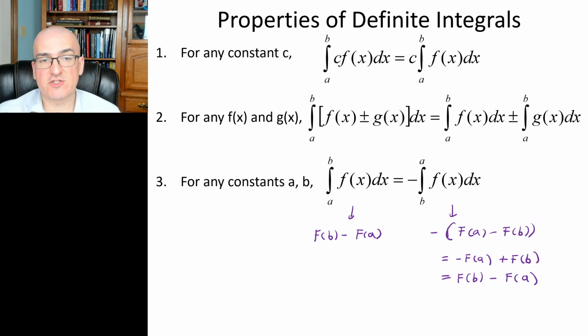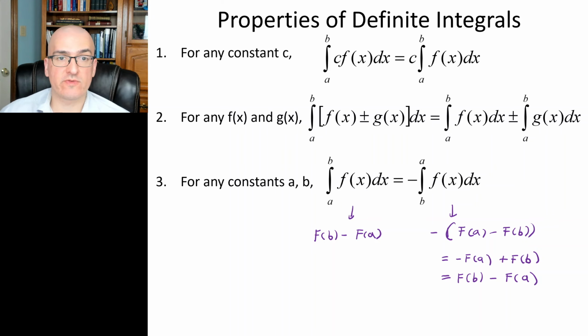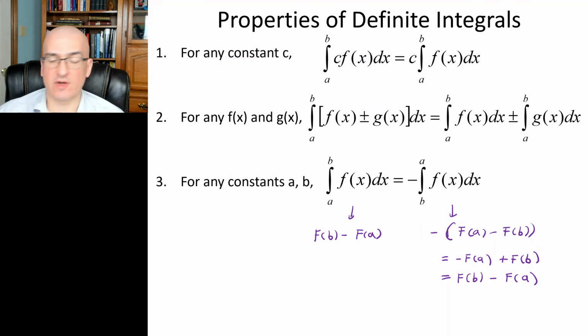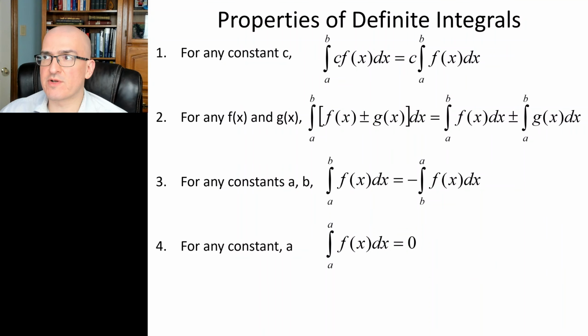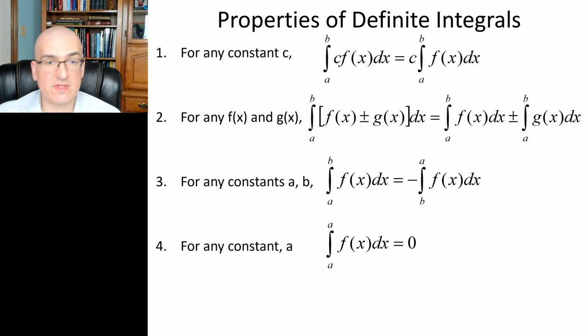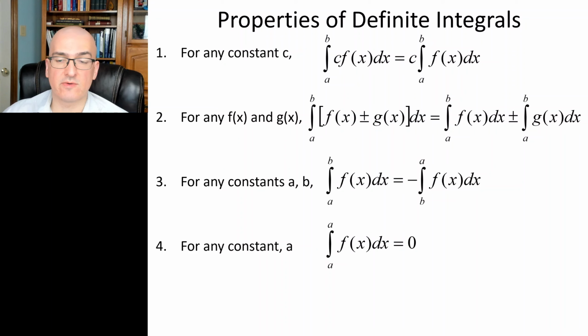That's why when you change the order of integration, when you change the order of the bounds, a minus sign appears in front. Next property is, what if the bounds are the same? What if you're integrating from 5 to 5 or from 2 to 2? Well, what you will always get is 0. Because you get the antiderivative of the top bound minus the antiderivative of the bottom bound. Whatever it is on top minus the same thing at the bottom, you're going to get 10 minus 10, you're going to get 0.